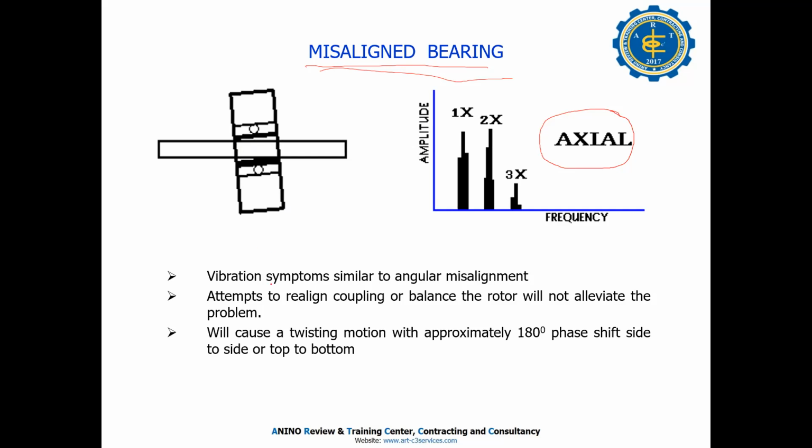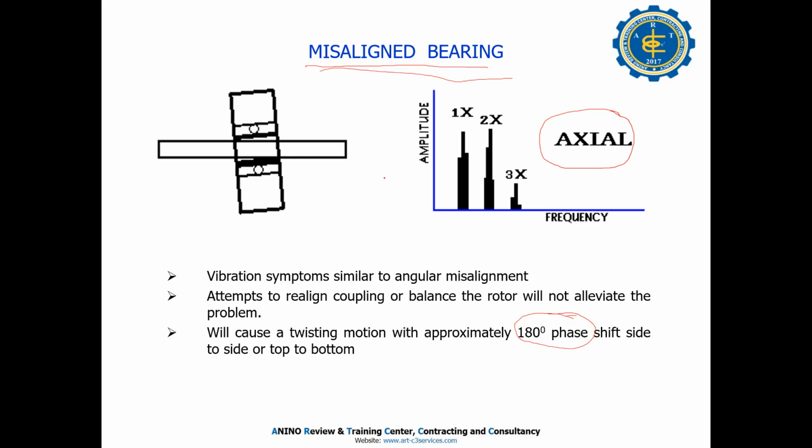Vibration symptoms are similar to angular misalignment. Attempts to realign the coupling or balance the rotor will not alleviate the problem; it will cause twisting motion with approximately 180 degrees phase. So it's good that you do phase, right? In my previous experience, we did not use this phase analysis.